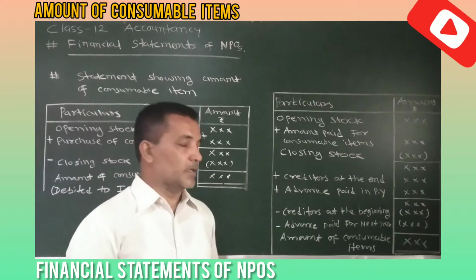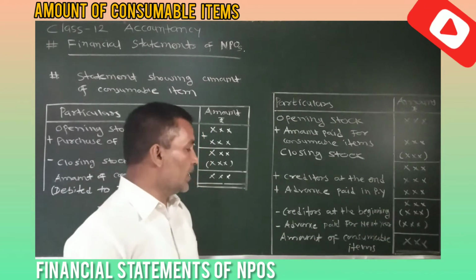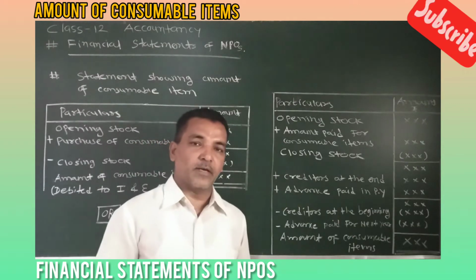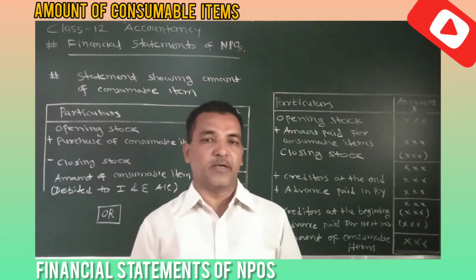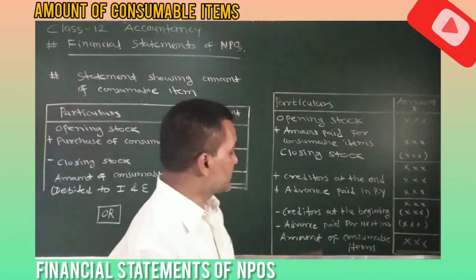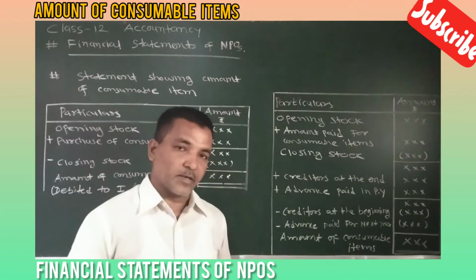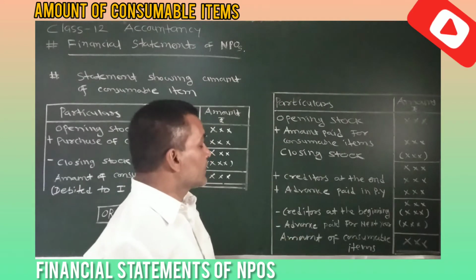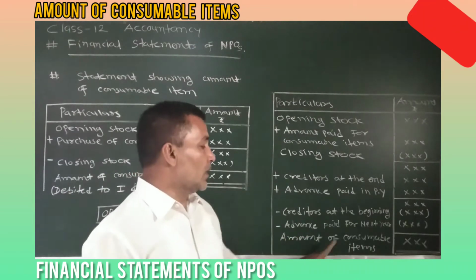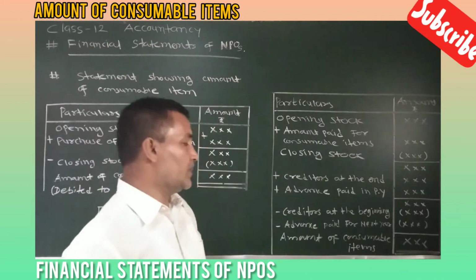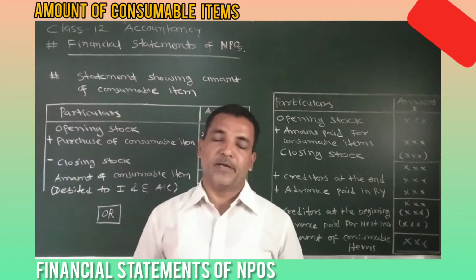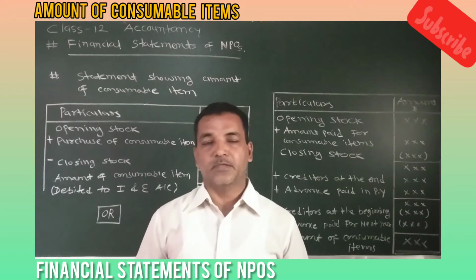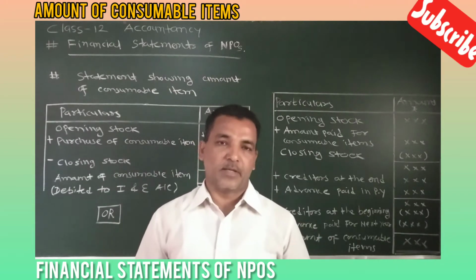That means opening creditor you will subtract from here, and advance paid for the next year. That means in current year if we have paid any advance to creditor for the next year, that will be subtracted because it is for the next year, not of current year. So we minus. So finally you will get amount of consumable item, and it will be debited. That means we will write on the expenditure side in income and expenditure account. So this is a statement method.